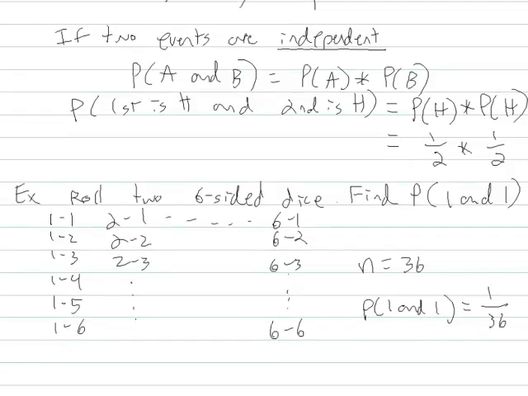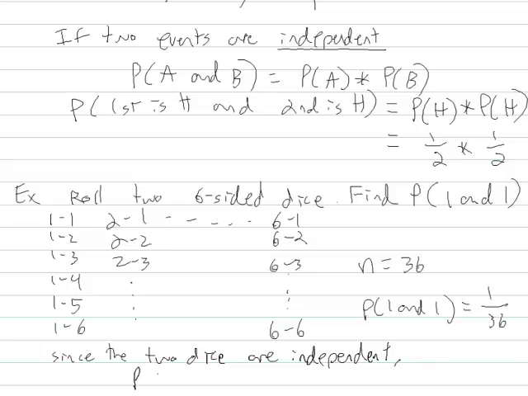Now, we could also do this using the multiplication rule here. Since the 2 dice are independent, which again we'll get to a more precise definition later, but right now it's they don't depend on one another. They don't influence one another.